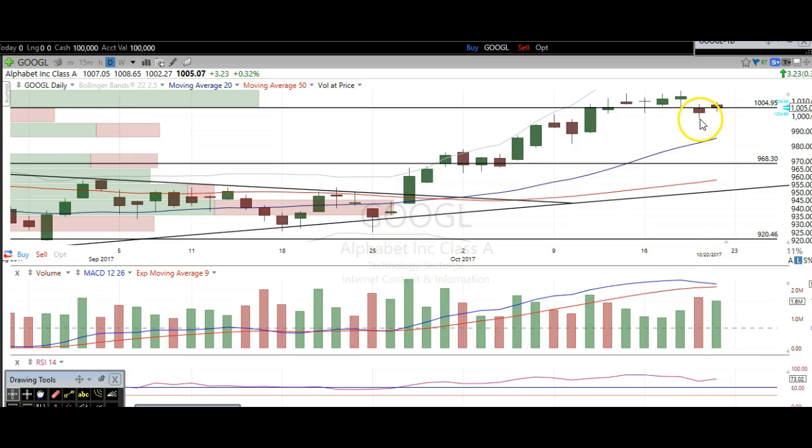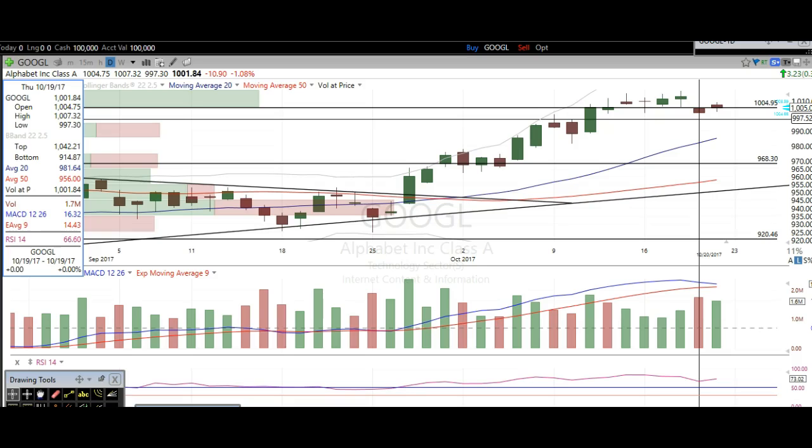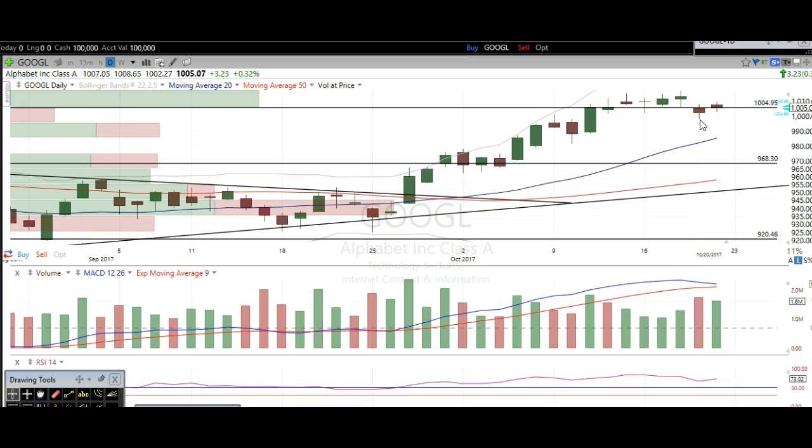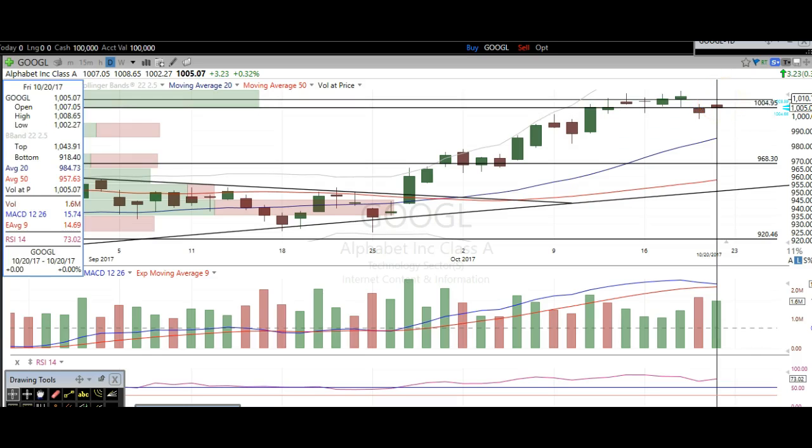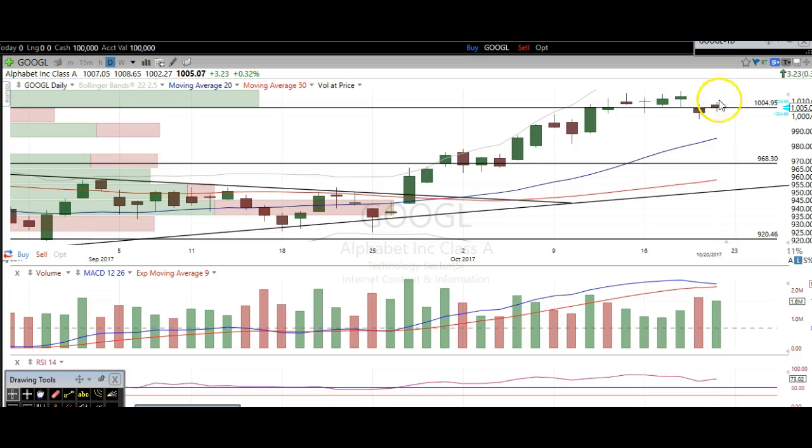If we break Thursday's lows, which was 997.30, then it's going to turn into a short. If we end up closing back above this support, over Friday's highs of 1,008.65, then it's going to turn back to bullish. So we can play with Friday's highs and Thursday's lows to decide which direction to go from here. But as it stands at this very moment, I'm neutral on this stock.